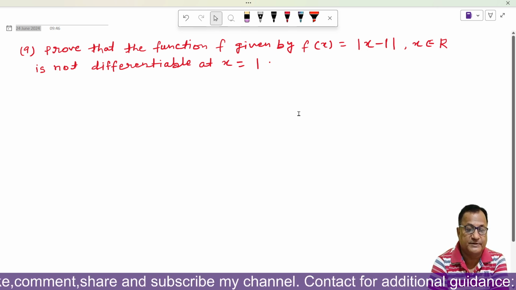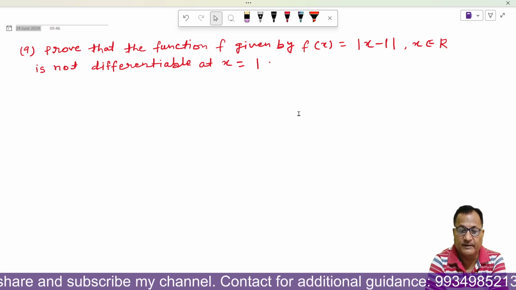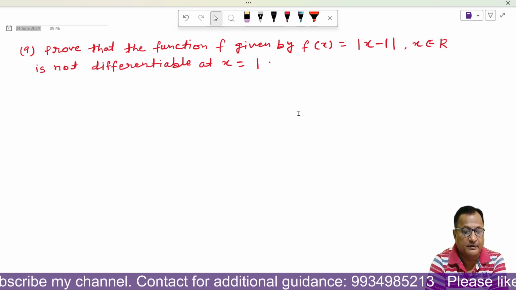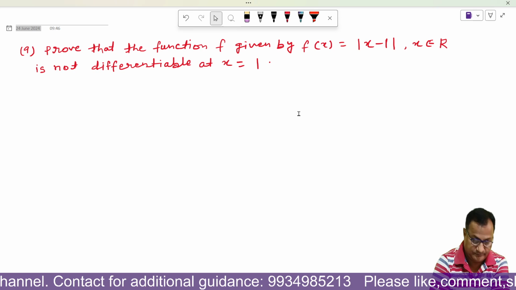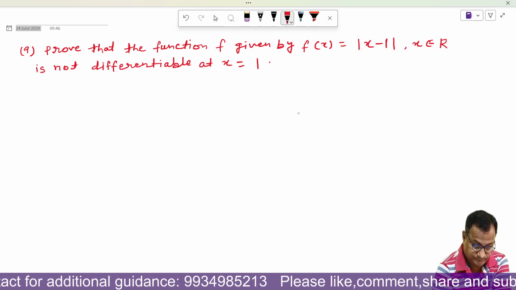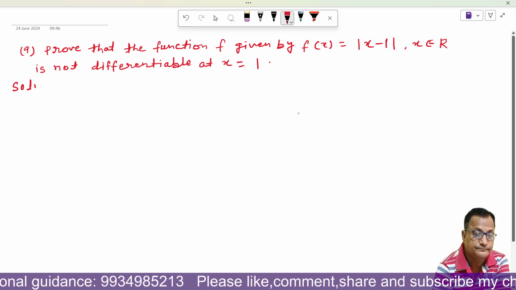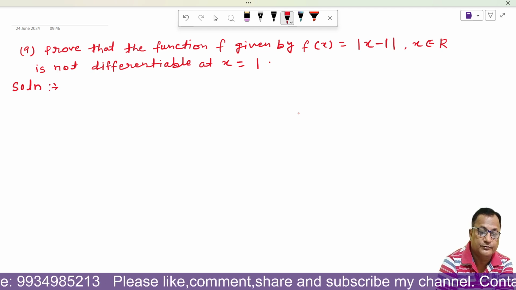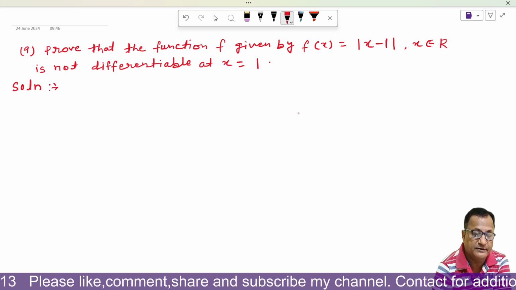See, the question is: prove that the function f given by f(x) = |x - 1|, x belongs to the real numbers, is not differentiable at x = 1. So, solution. We have to prove this. So first we will find the left hand derivative.